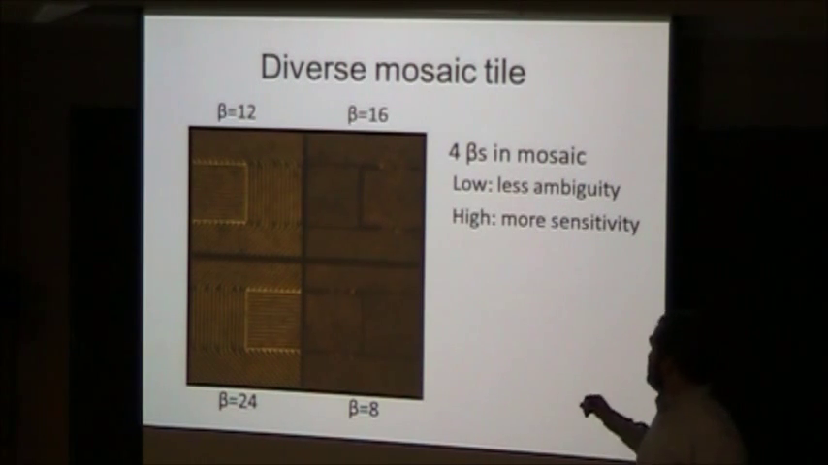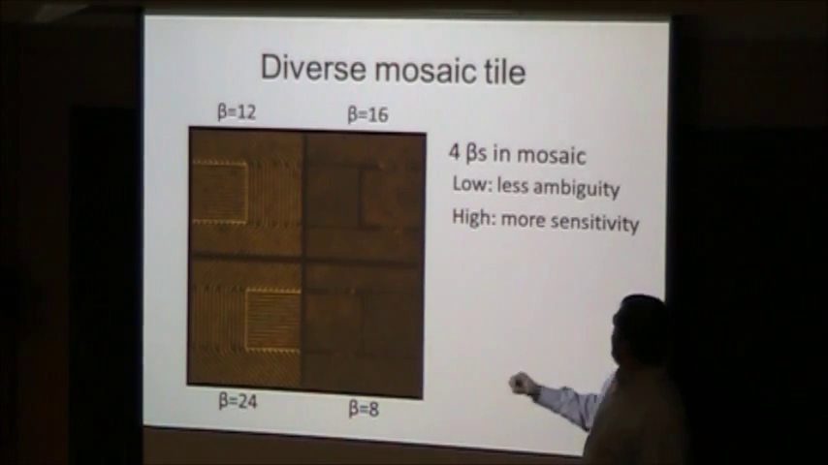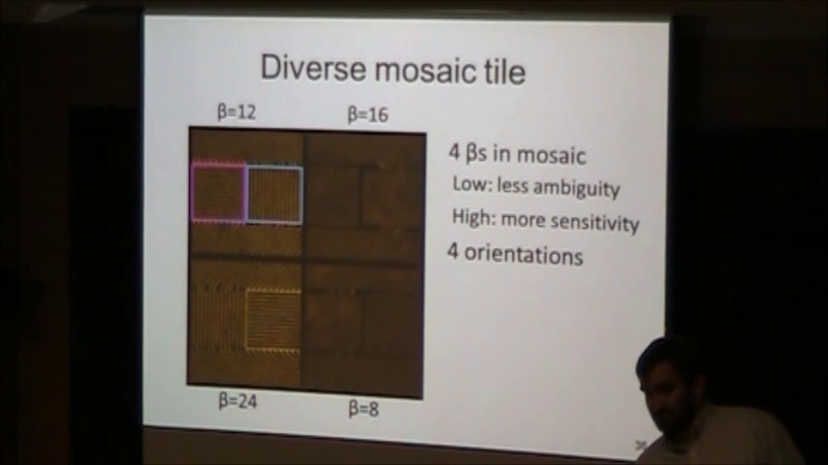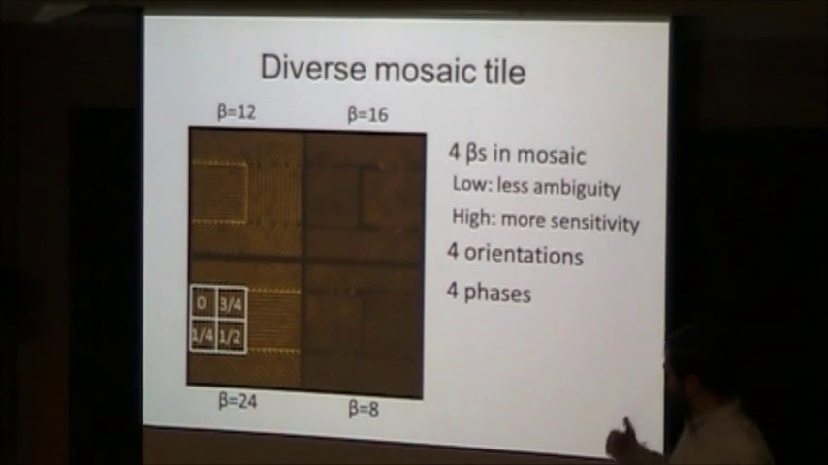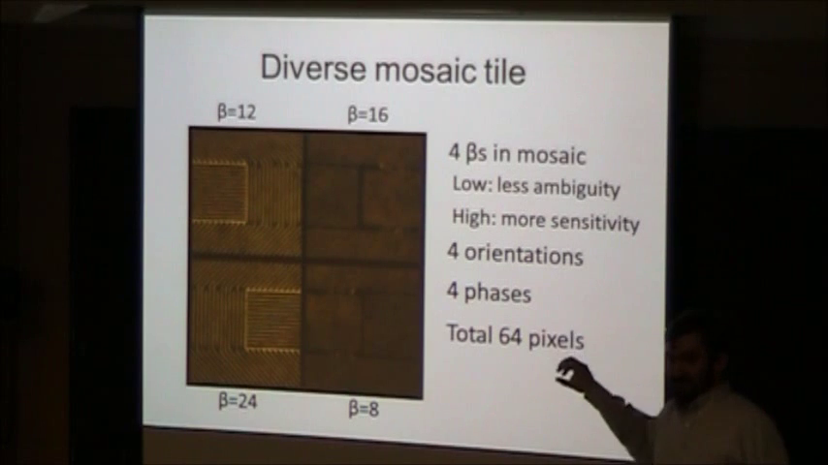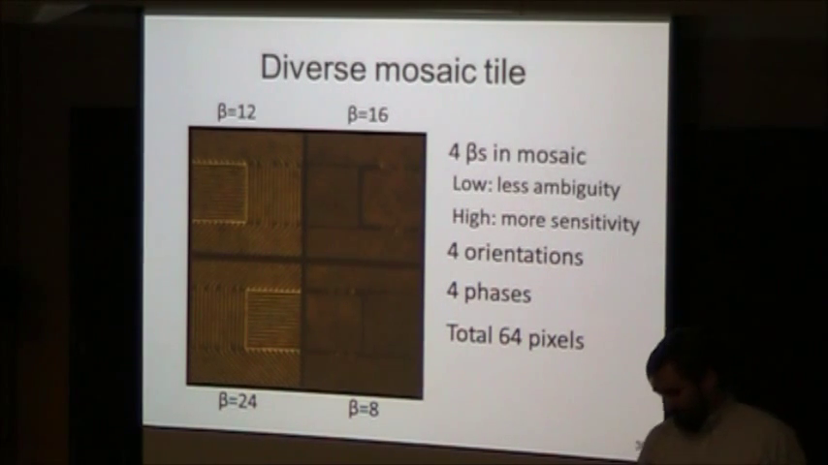So that gives us both the low ambiguity, low resolution ones, and the higher ambiguity, high resolution ones. We also have more orientations. We have vertical and horizontal. We have diagonals now. And we also still have our 4 betas. So we end up with actually 64 distinct light sensors in the system, each with its own set of gratings.